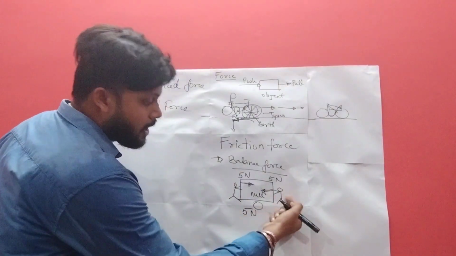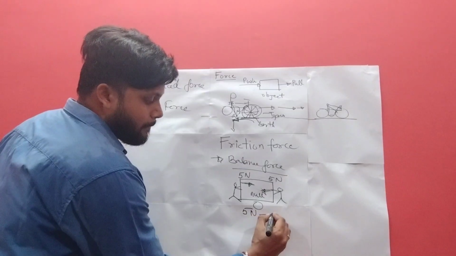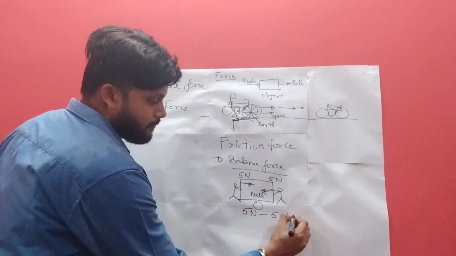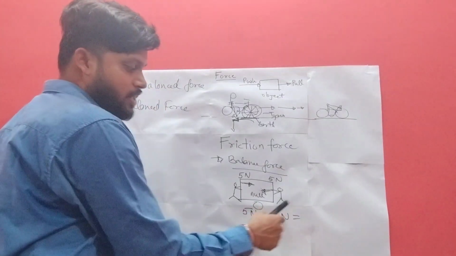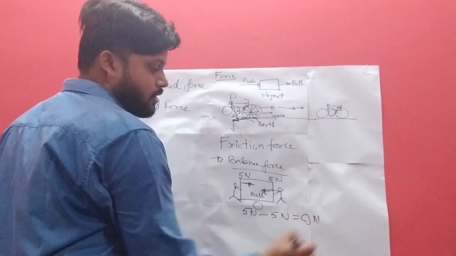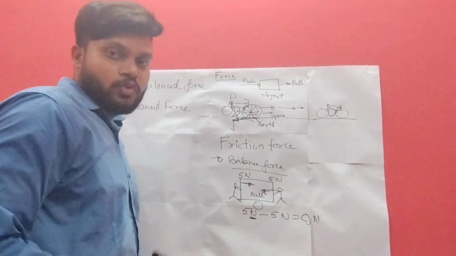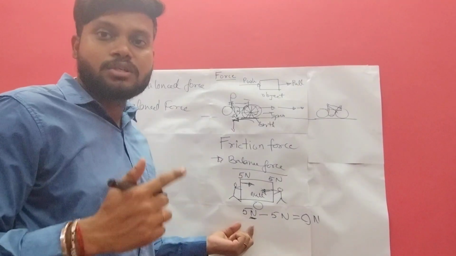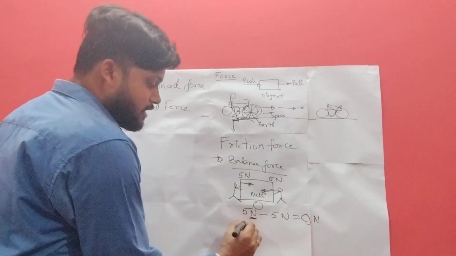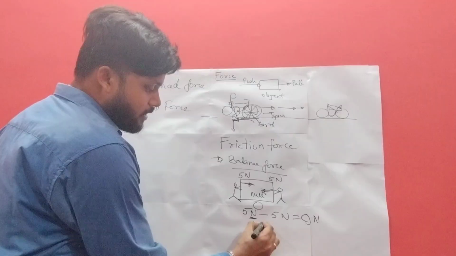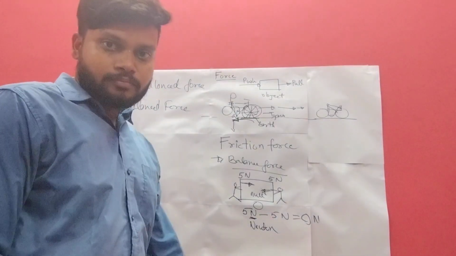So 5 Newton in the opposite direction, so we will subtract it. 5 minus 5 is 0. Now notice one thing, I have written N here. What is N? N is the unit of force. It is called Newton.